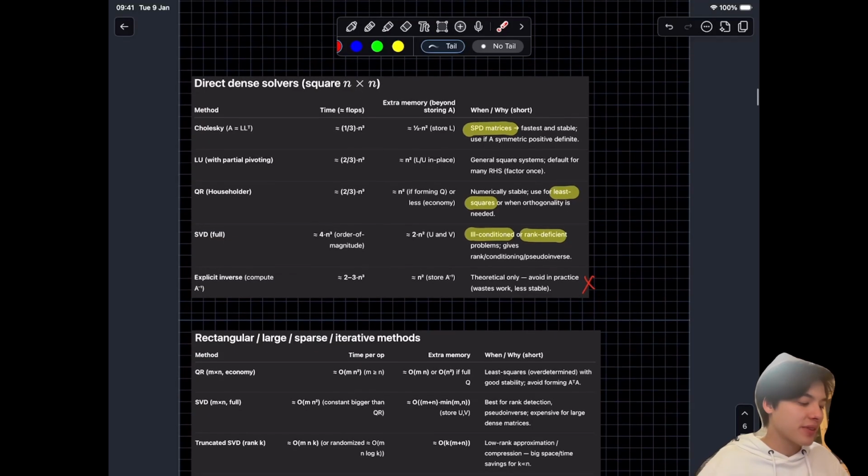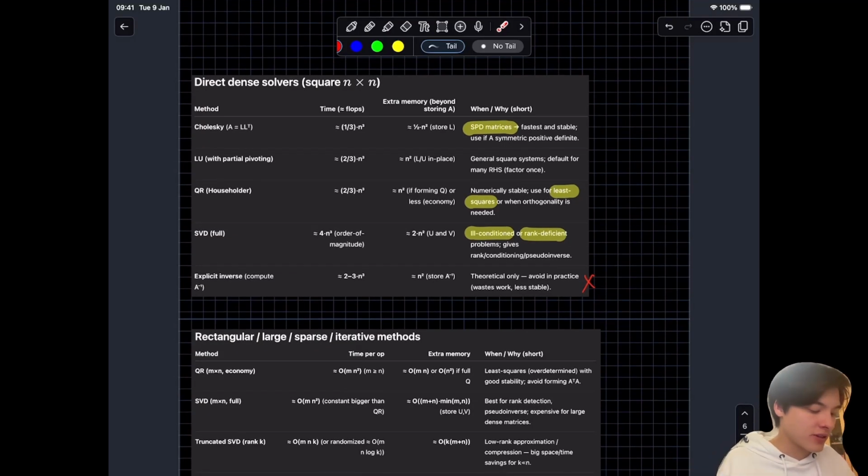So yeah, let's look at different methods. Here we have the inverse. Why don't we do that? Avoid in practice, because it also takes more time. So we can see different methods: this is the time and this is the memory that we need. So we have other things that are way faster and use less storage.